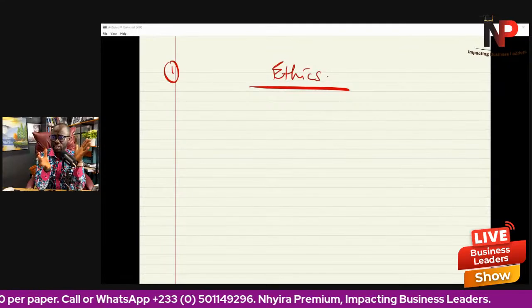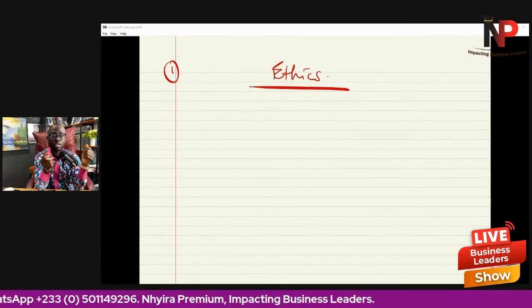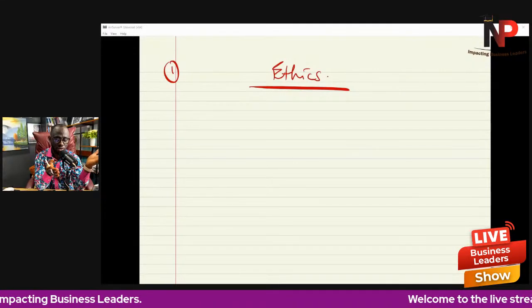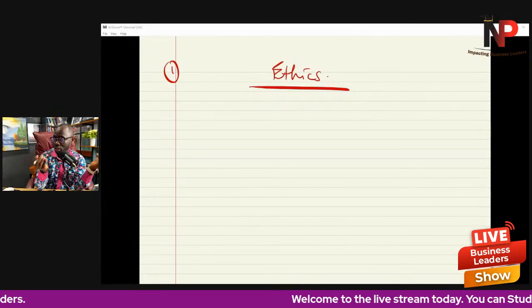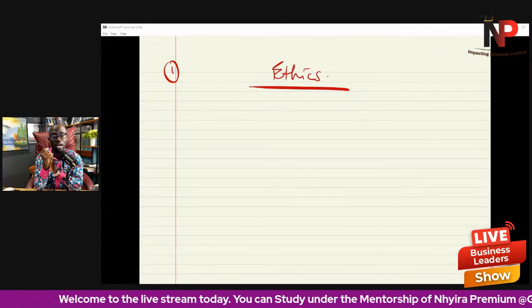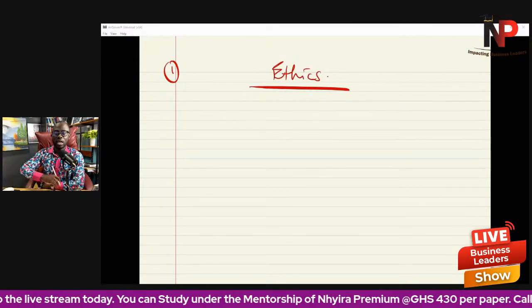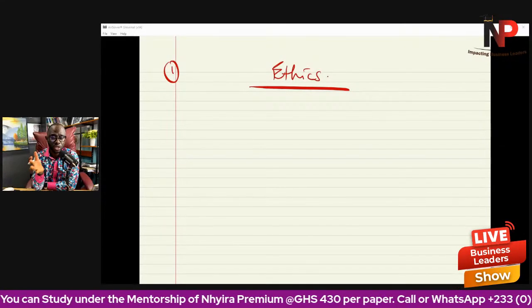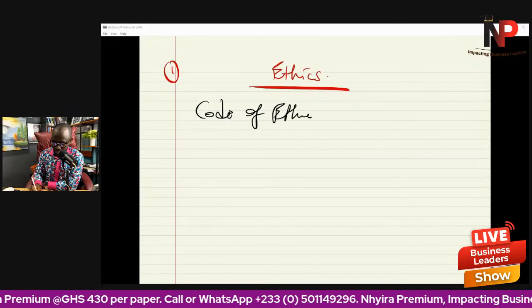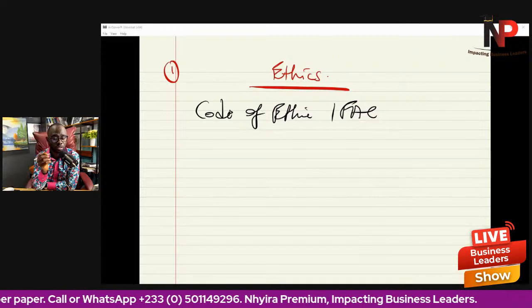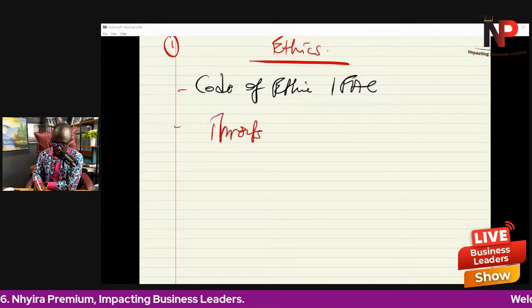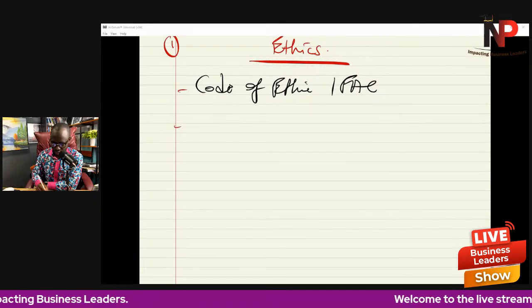But a question we ask ourselves is, how do we study ethics? Because it is purely a reading aspect. How do we study it, and how do we position ourselves to be able to obtain the majority of the marks that the examiner is going to be giving to us? There are, among other things, two key issues that you need to understand. That is the Code of Ethics by IFAC, the International Federation of Accountants. Then number two, you need to understand the threats to the Code of Ethics.